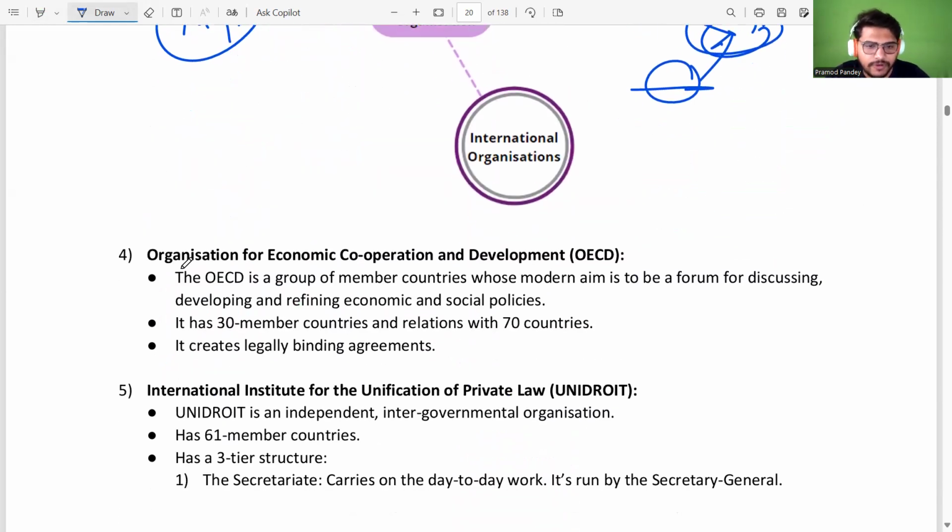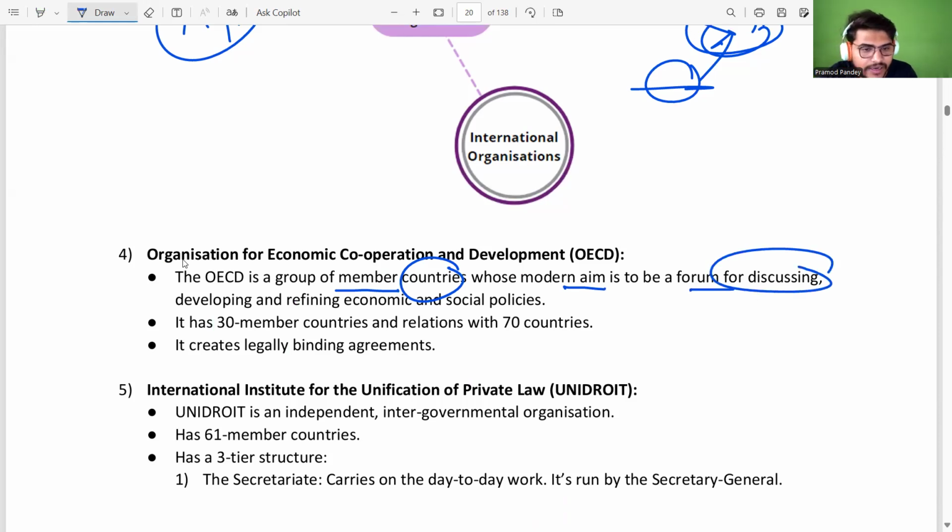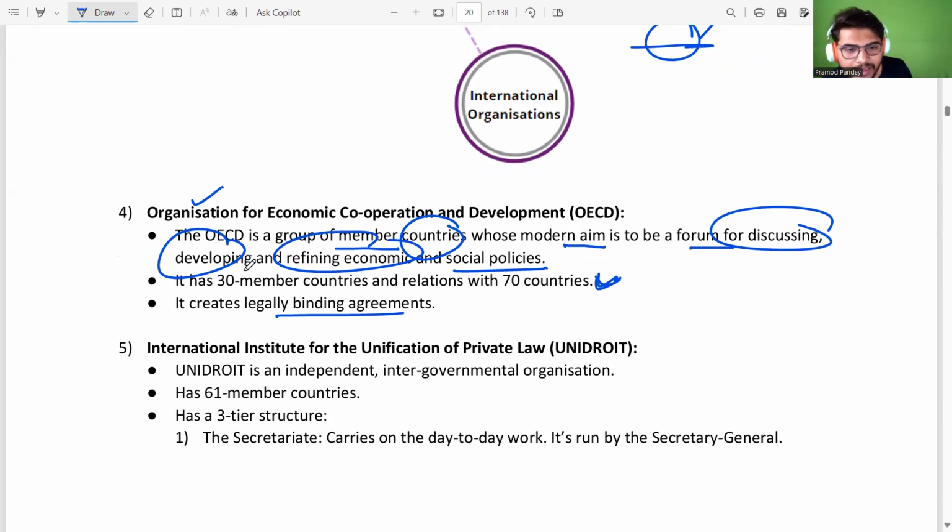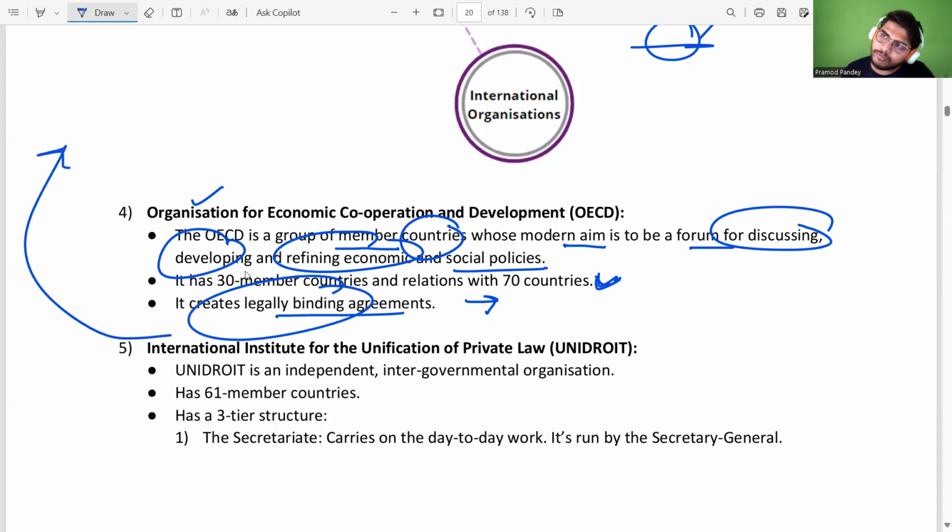If we talk about the Organisation for Economic Co-operation and Development, it is a group of member countries whose modern aim is to be a forum for discussing, developing and defining economic and social policies. Okay, as the name says, it's an organization which talks about economic cooperation and development. It has 13 member countries and relations with 17 countries. Okay, it creates legally binding agreements. Legally binding agreement means both parties have obligations which they both have to fulfill. When it says legally binding, it means if you do not follow it, there will be harsh consequences.